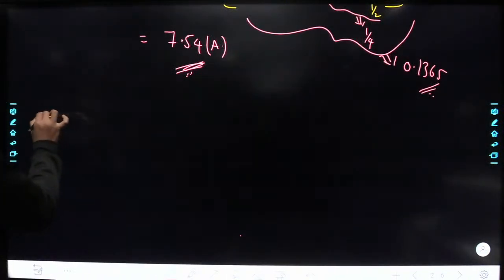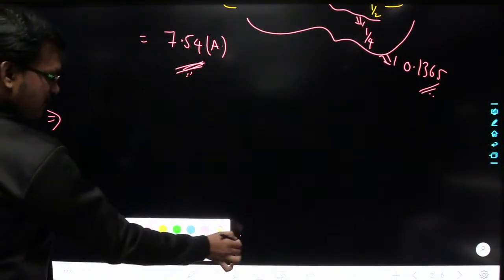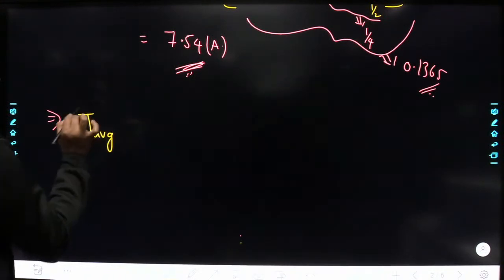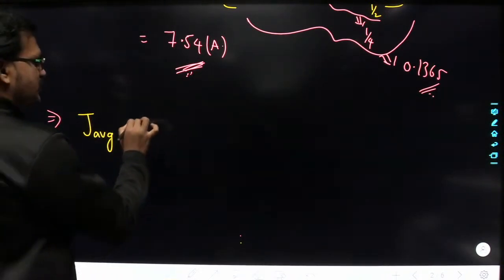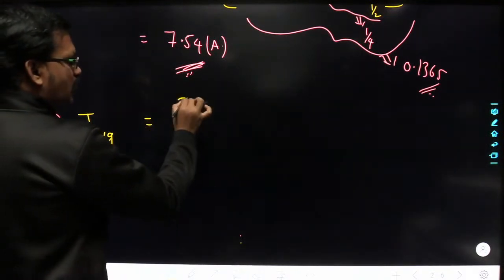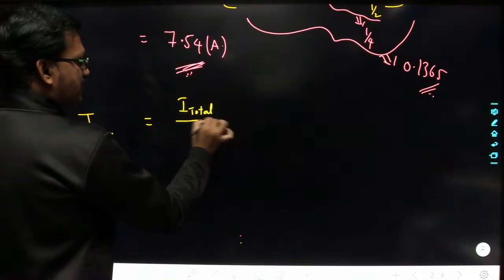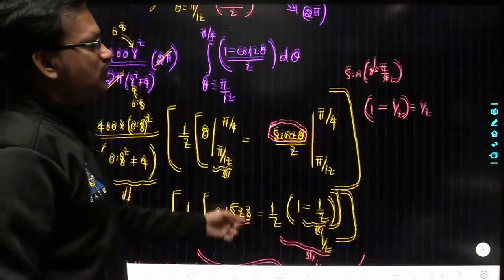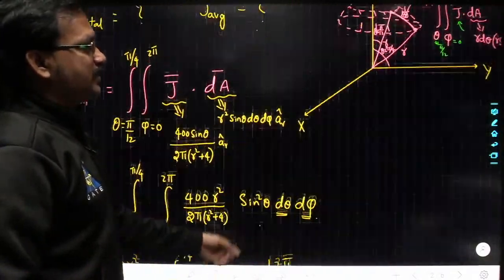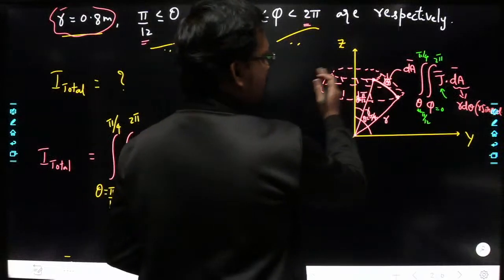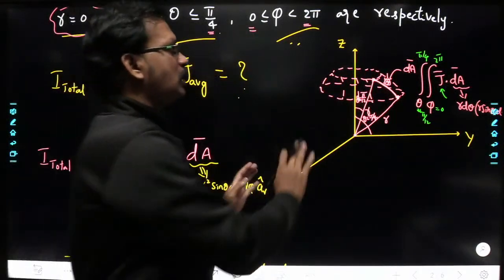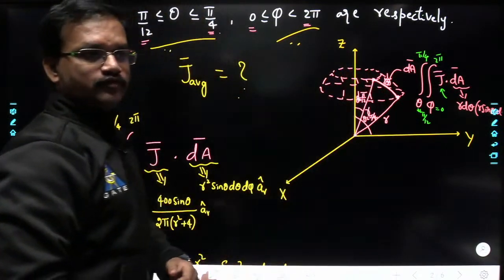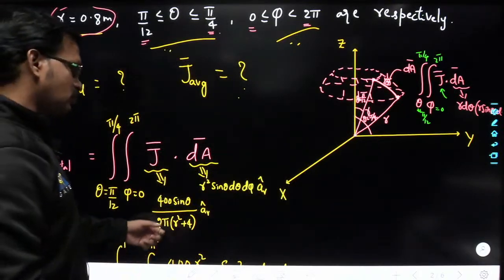Okay. So next they are asking the average current density, that is J average current density. So average current density is equal to what? Is equal to I total divided by the total surface area. Yes or no? So they are asking the average current density. On an average, what is the current density that is flowing through this surface? So what you have to do? You have to take the total current divided by this total surface area. So that is going to give you the average current density.